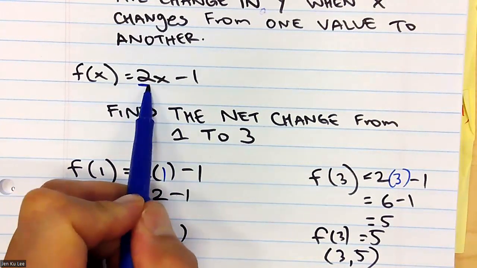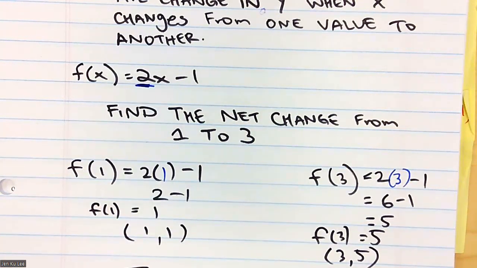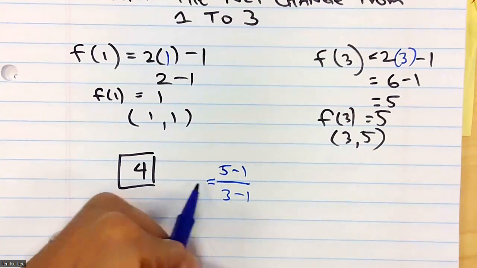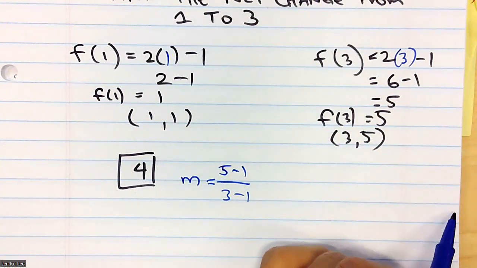Both are correct, right? You can just look at the equation, y equals mx plus b, or get the slope this way. All right.